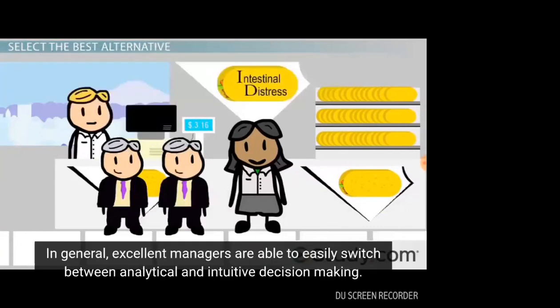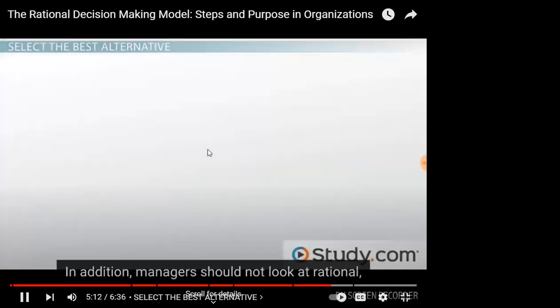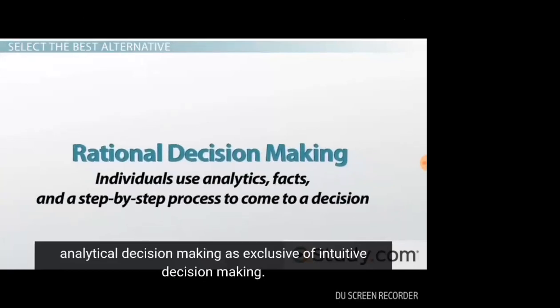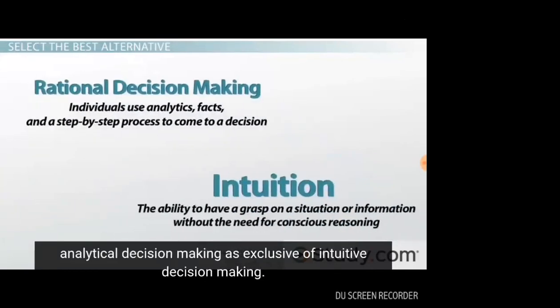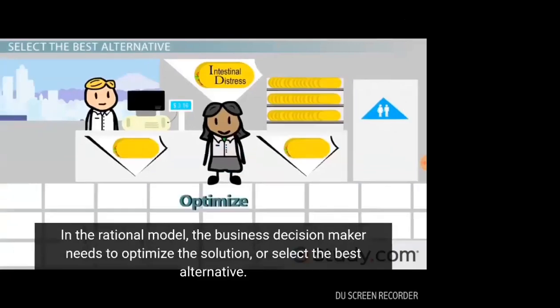In general, excellent managers are able to easily switch between analytical and intuitive decision-making. In addition, managers should not look at rational analytical decision-making as exclusive of intuitive decision-making. In fact, a combination of both types of decision-making usually yields the best results. In the rational model, the business decision maker needs to optimize the solution or select the best alternative.